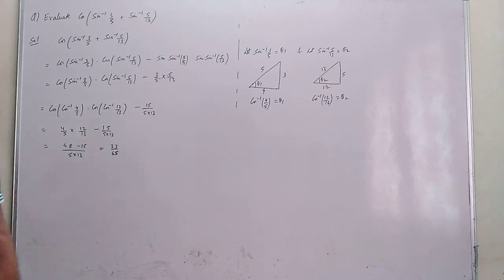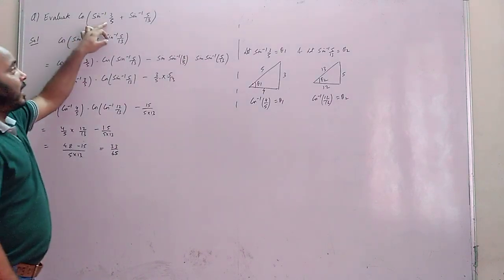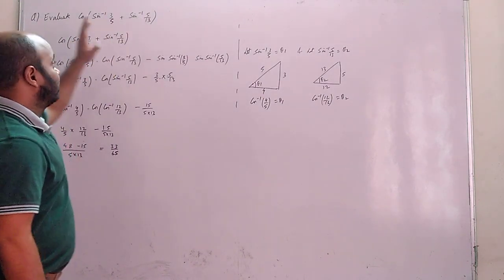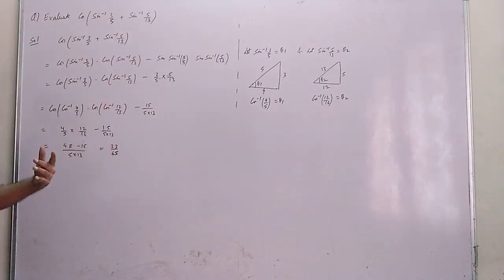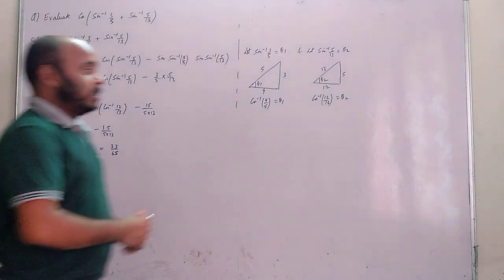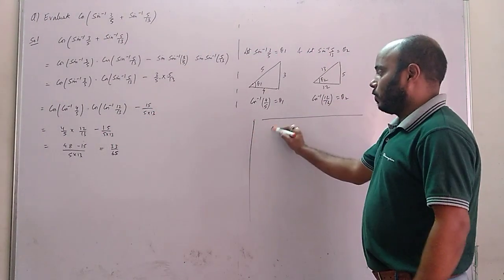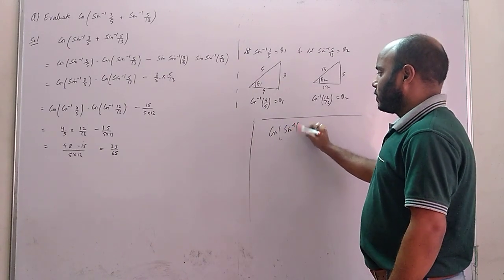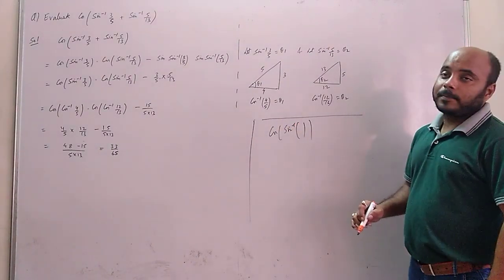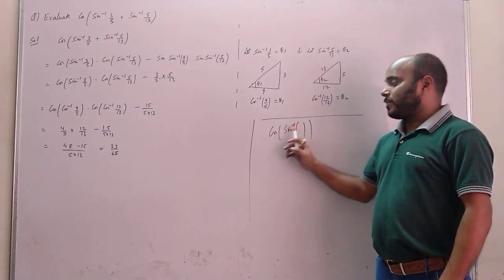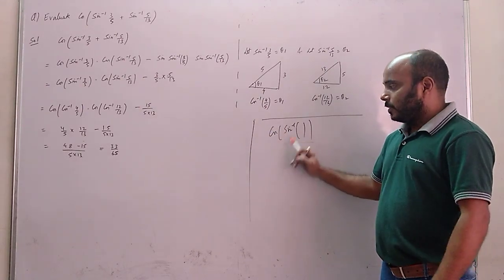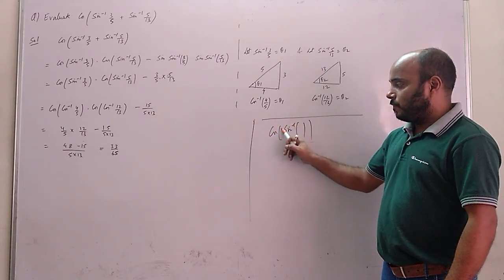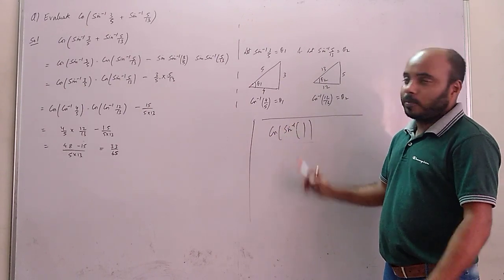Last sum of this video. Evaluate cos of sin inverse 3 by 5 plus sin inverse 5 by 13. A lot of things together: cos of sin inverse something plus sin inverse something. What have we studied till now? Cos of a single sin inverse. The question was like this till now: cos of sin inverse something. And this question is very easy. We have sin inverse here, we have cos here, there is no coefficient. We can go for the triangle method. Since we have cos here, if we can convert this sin inverse into cos inverse, the job is done.